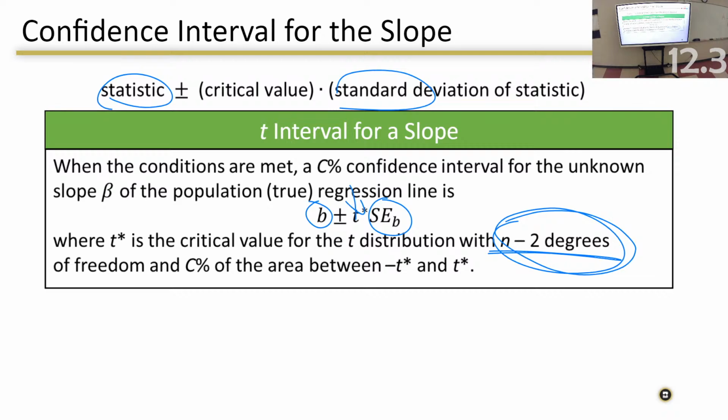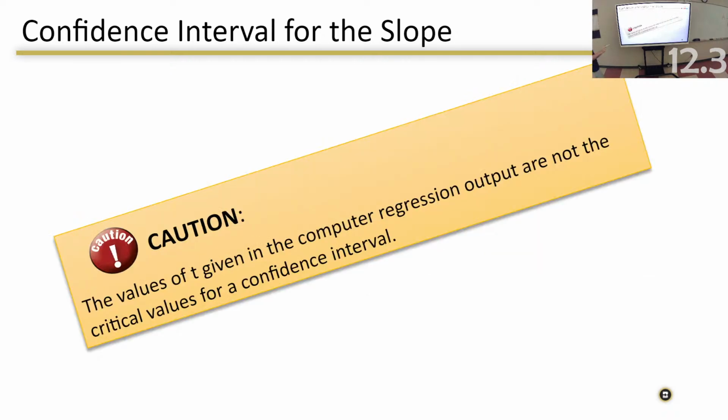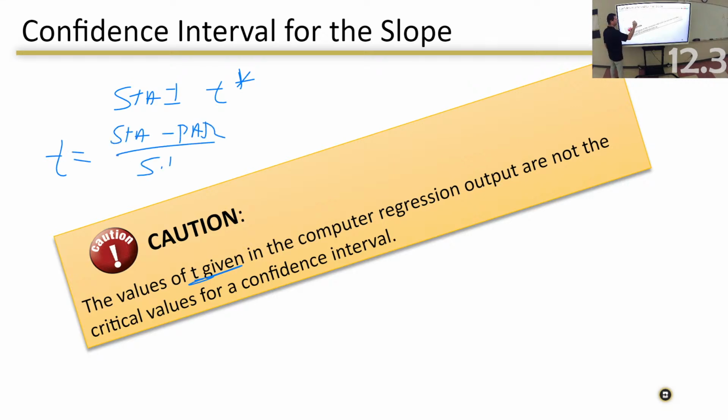Just got to remind you. Caution: the T value that's given, guys, is not the critical value. That is the test statistic. These are different T's, and that's why they put the star there, right? When it's your statistic plus or minus that T star, that is not the same thing as T equals the statistic minus the parameter over the standard deviation of the statistic. Those are different T's. This one you're finding, this one you're getting from the confidence level.